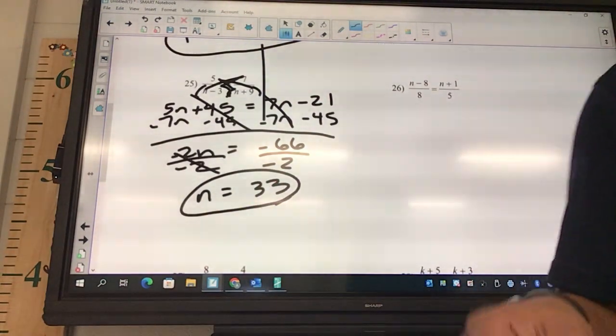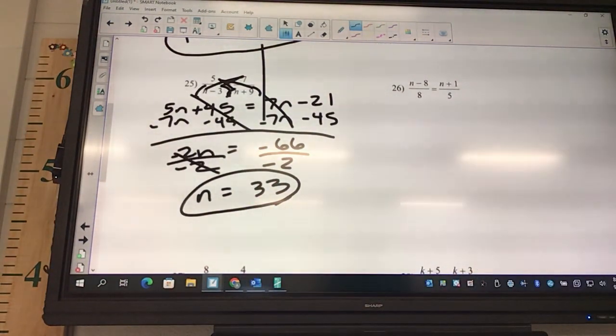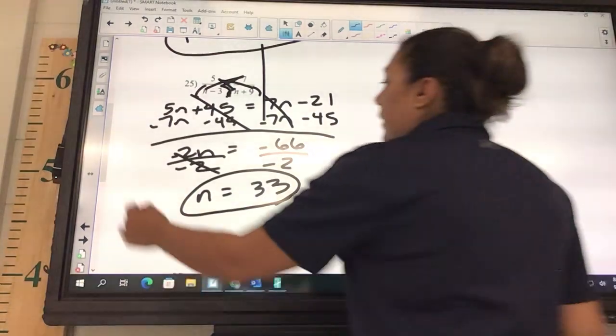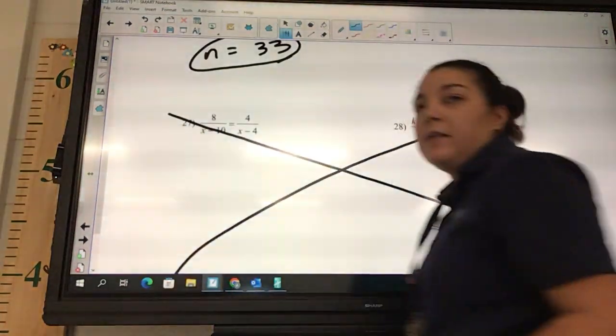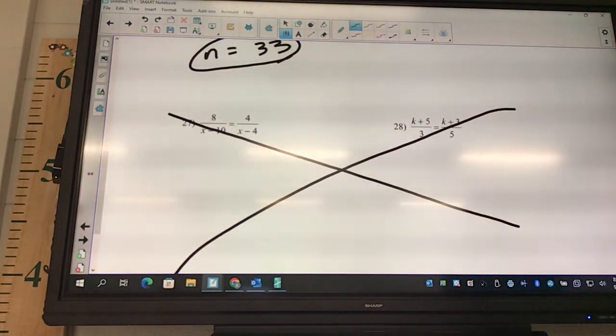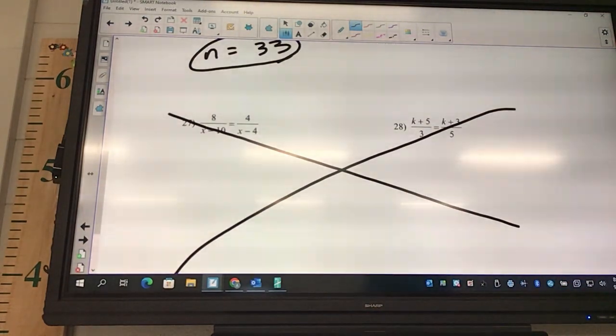Okay, you guys are going to cross off 27 and 28. Cross them off super big. Okay, like this. Don't do a little baby X, because then when I go to grade, by the time I figure it out, it's too late.